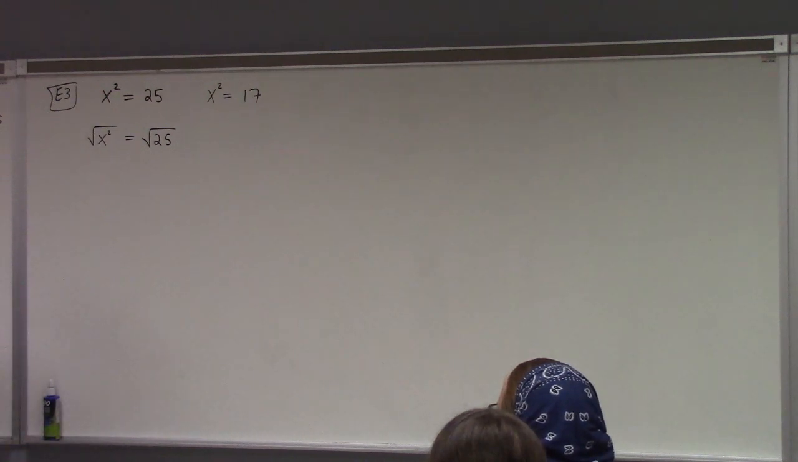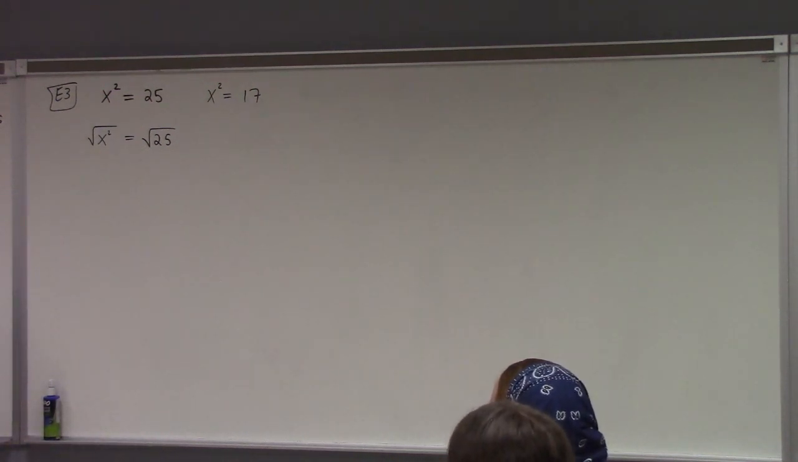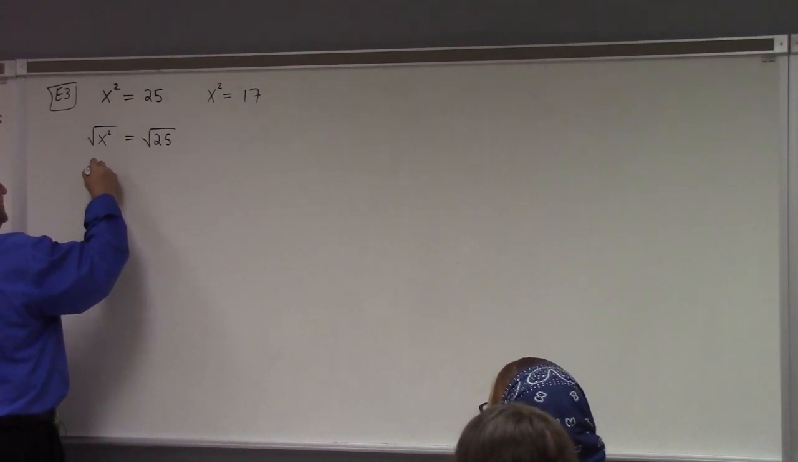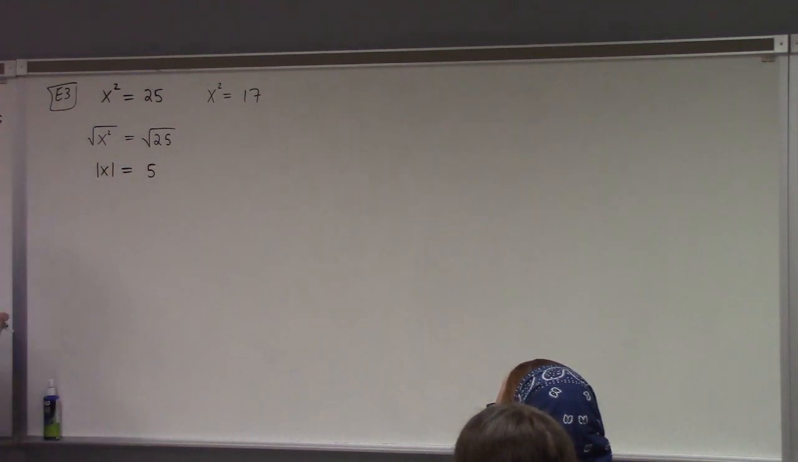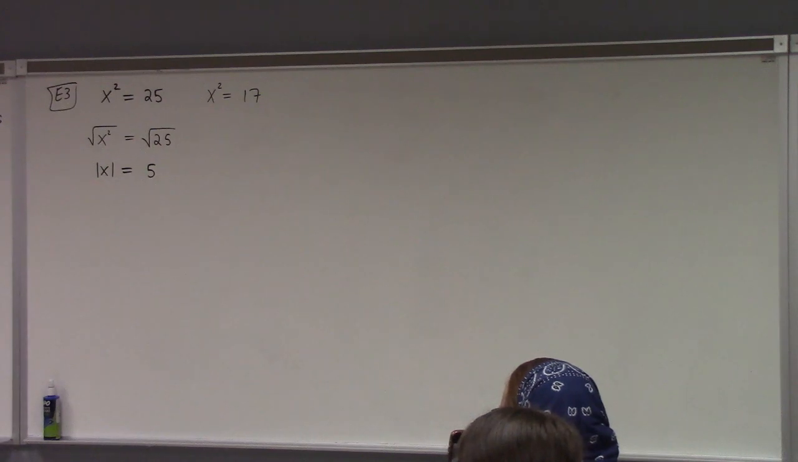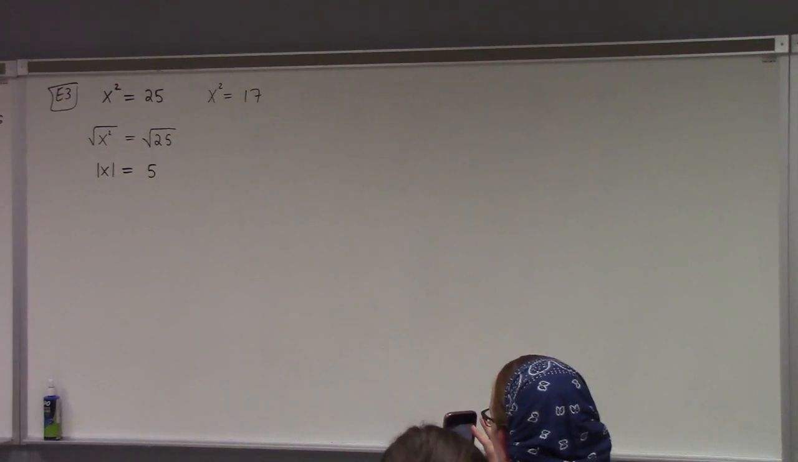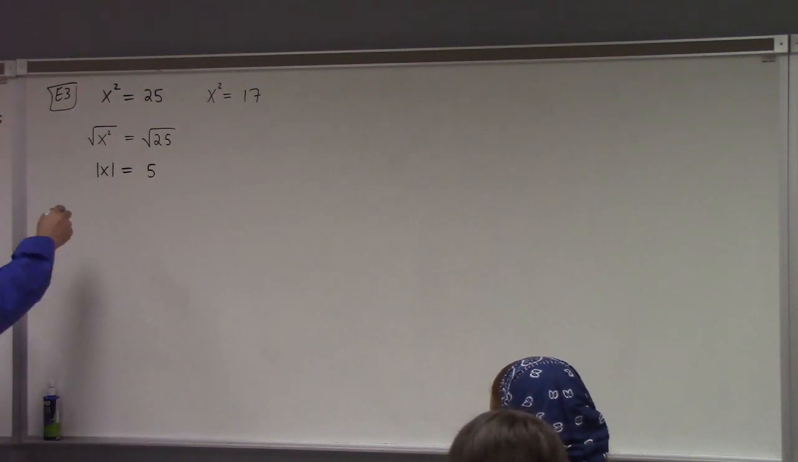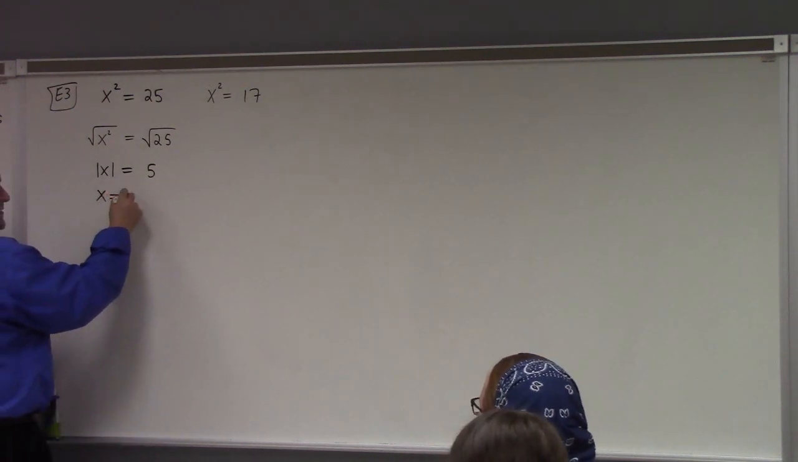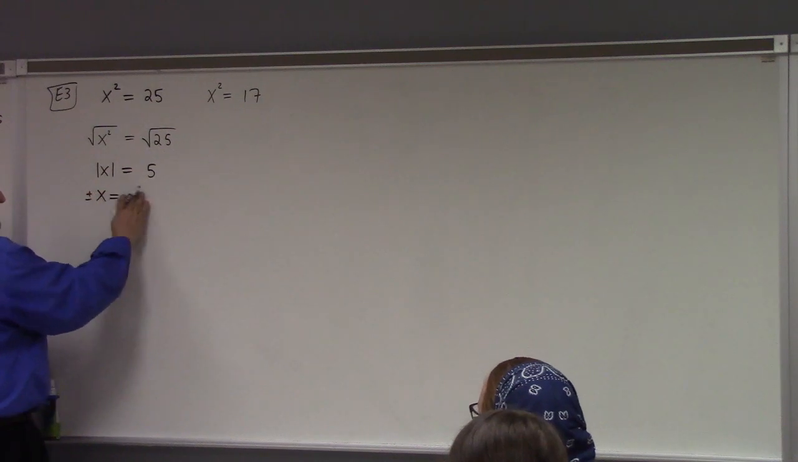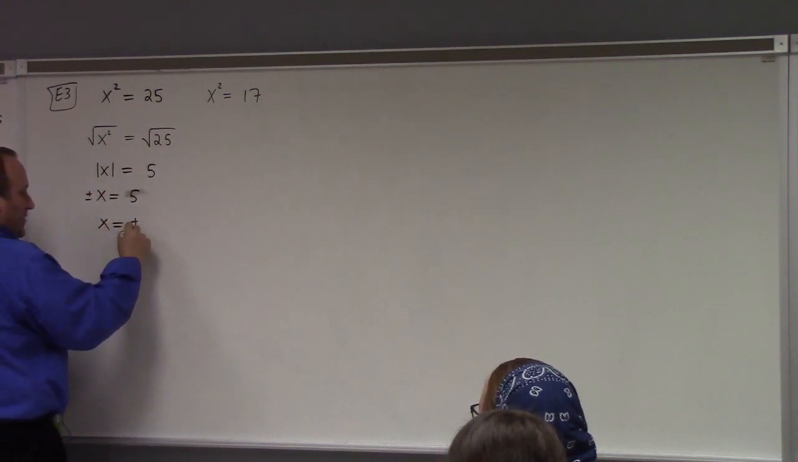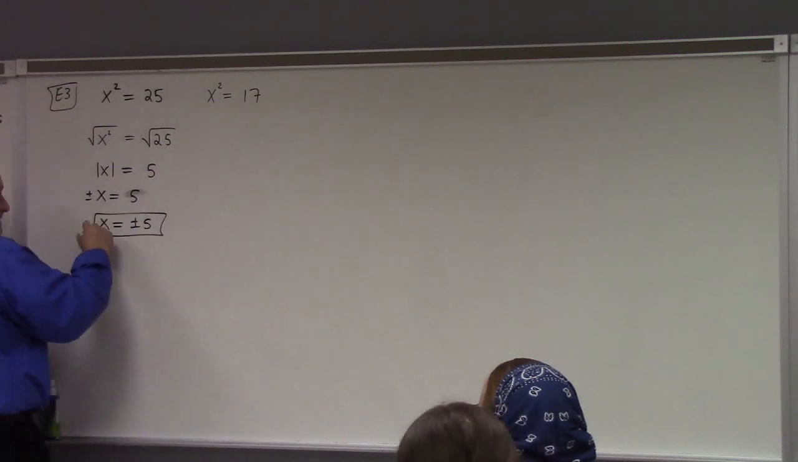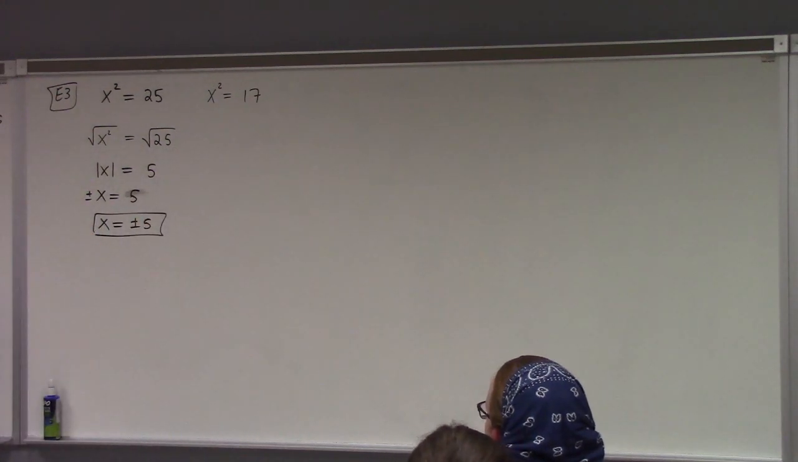what is the square root of x squared? You guys say x. I say it's the absolute value of x. Remember, the square root of x squared is the absolute value of x. This is important because if you just put x, you only have half the story. The full story here is that plus or minus x is equal to 5, right? So what are my solutions? Plus or minus 5. There are two solutions.